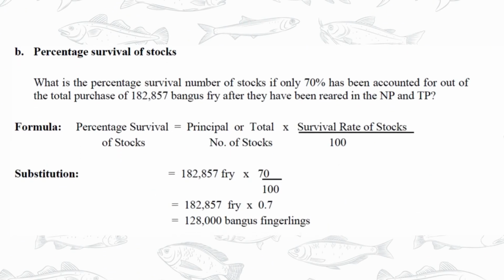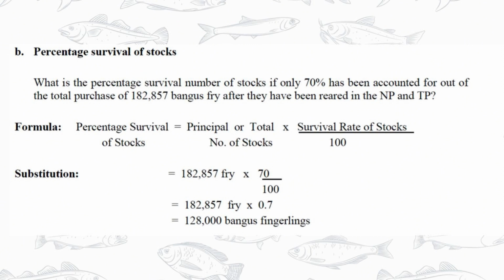Next, let's proceed to the percentage survival of stocks. Percentage survival of stocks refers to the total number of fishes survived from one life stage to another, or the total number of fishes that made it into the next part of the production cycle. For the formula, we have percentage survival of stocks is equal to principal or total number of stocks multiplied by survival rate of stocks over 100.